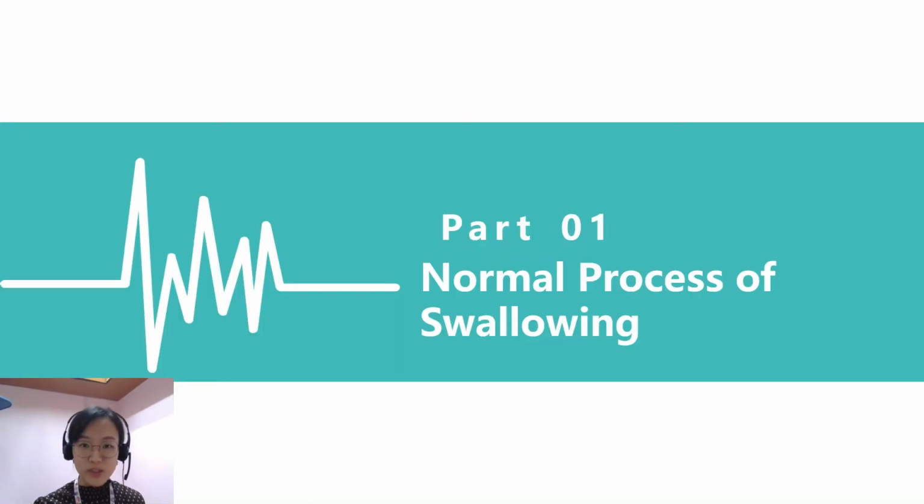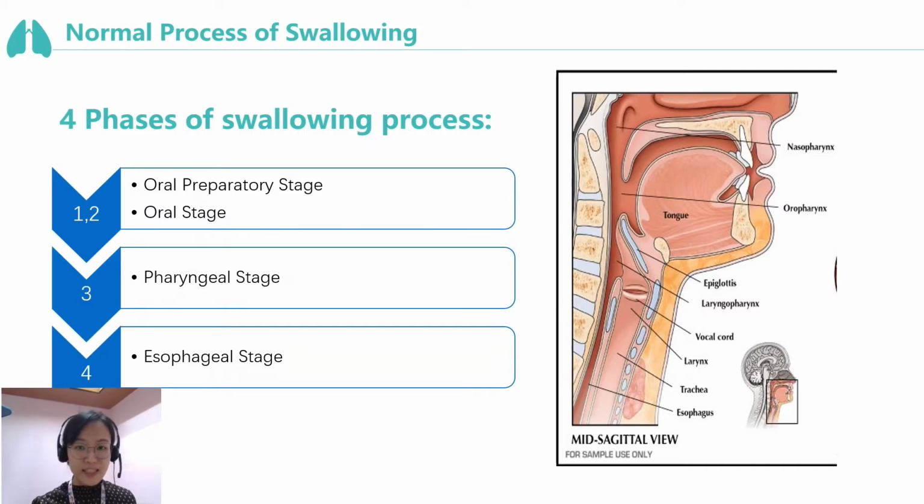So let's start with the normal process of the swallowing. There are 4 phases in swallowing. The first phase is oral preparatory stage. Second stage is oral stage, followed by pharyngeal stage, and lastly, esophageal stage. So I will highlight each stage in the next slide.